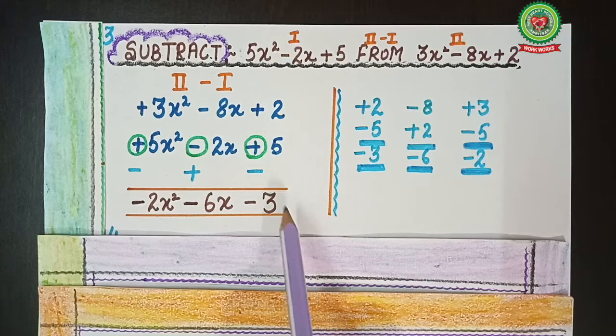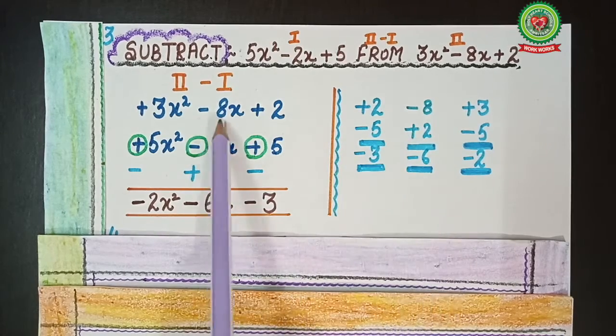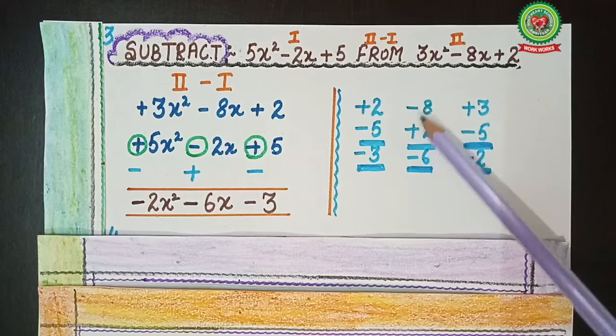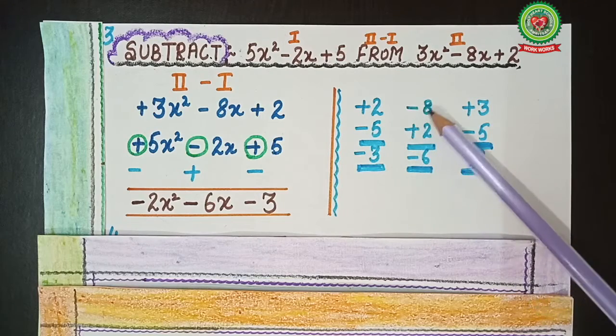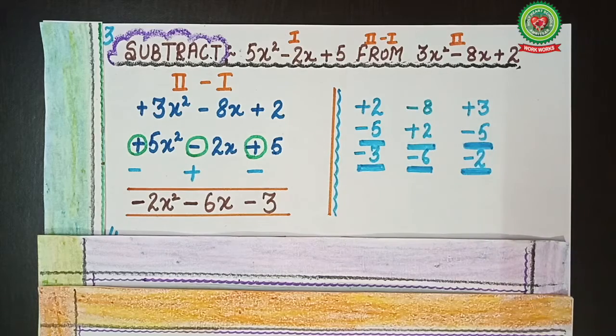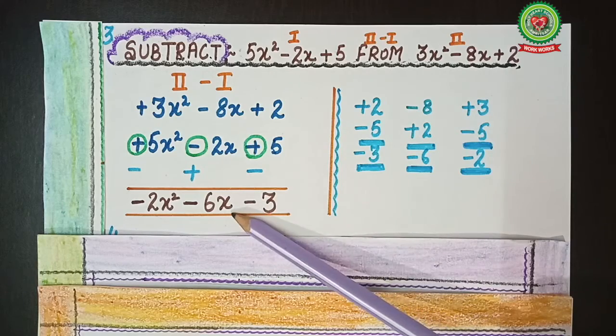This is a constant term, so we will not put any variable along with it, right? So next is minus 8 plus 2. Minus 8 plus 2 means minus plus sign of bigger term. Bigger term is 8 and with 8 minus sign is there. So by subtracting here you will get minus 6. So you will write here minus 6x, right?